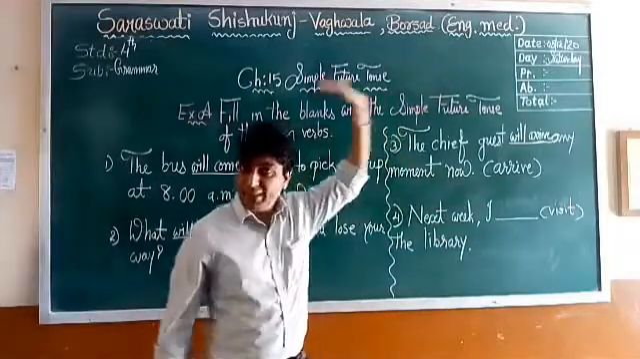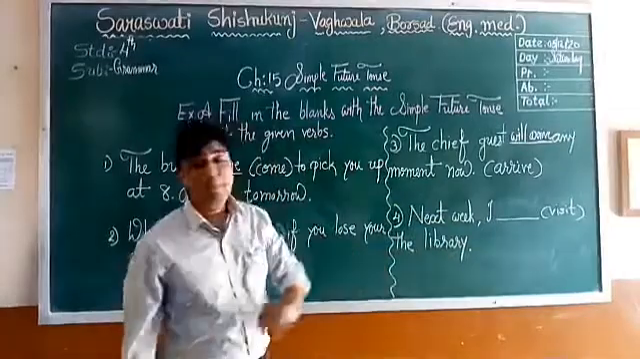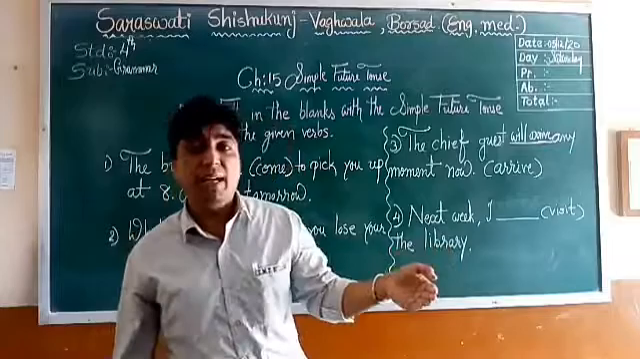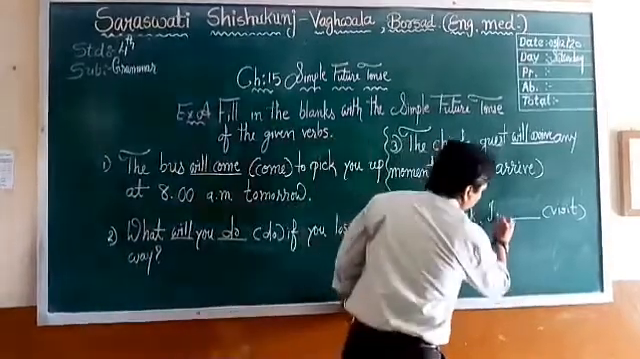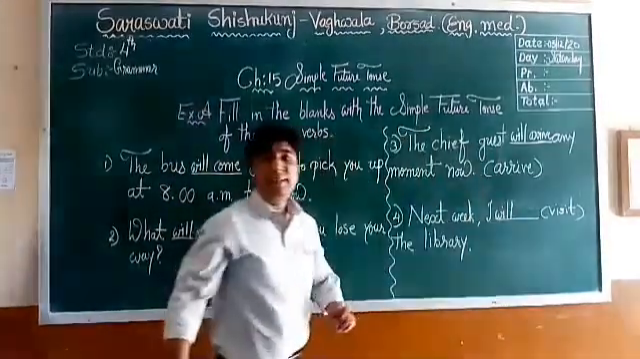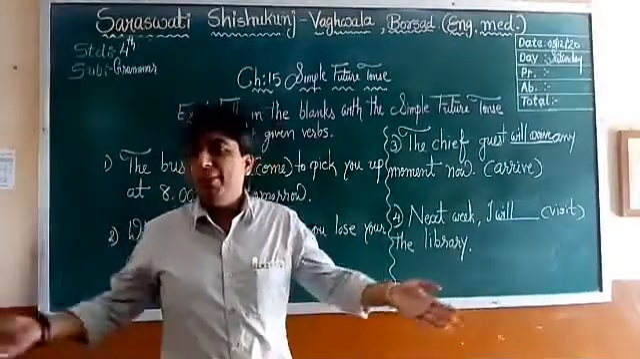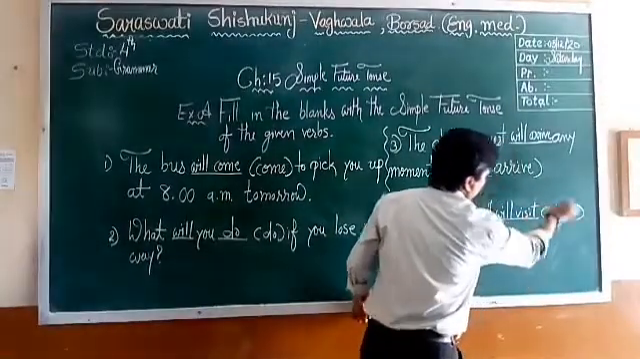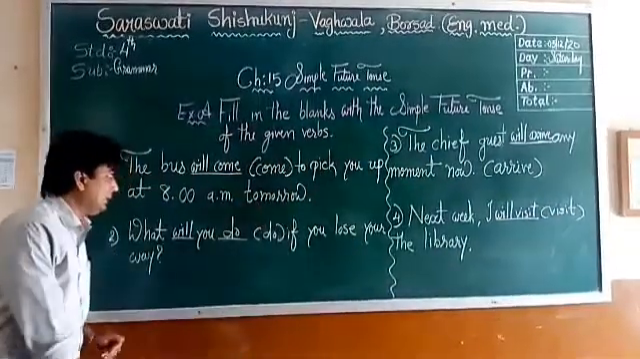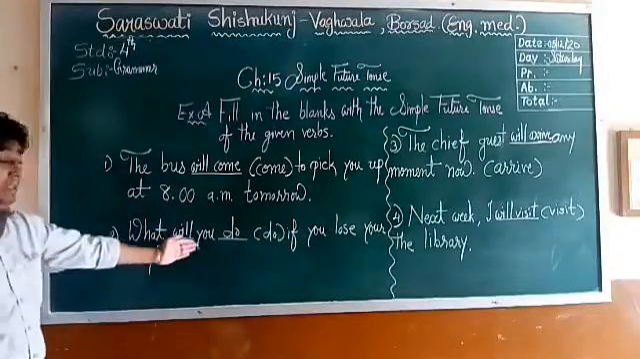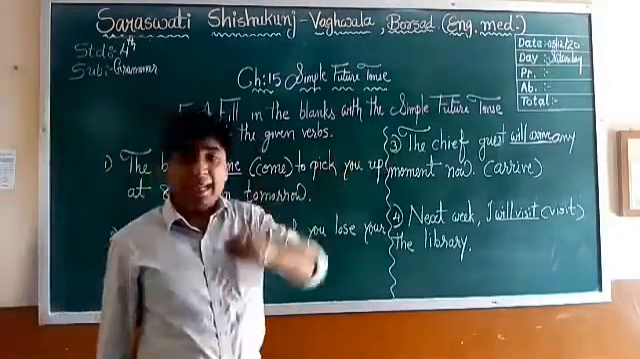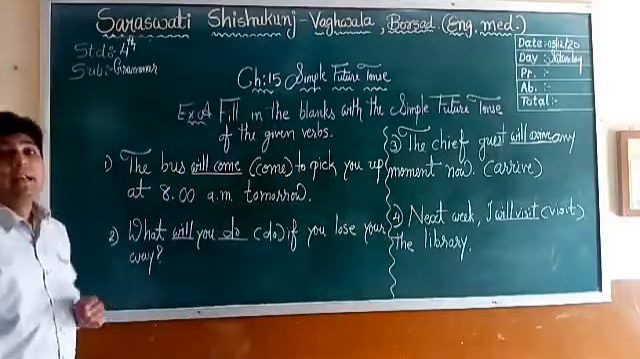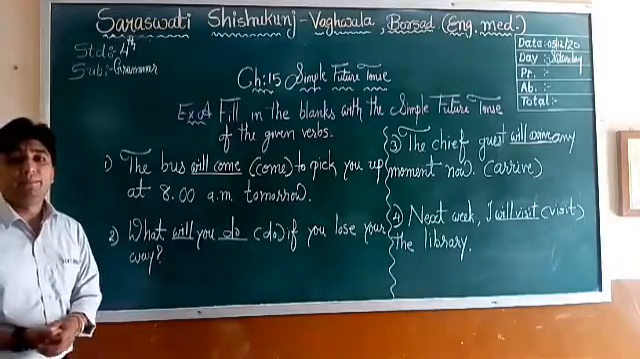Next week, I ___ the library. I is the subject. What should be there immediately after subject? Will. Very good. And the verb has been given, that is visit. So the main form, so will visit. Okay. So our four sentences: will come, what will you do, will arrive, and will visit. These are the four sentences. Next four sentences we'll see.